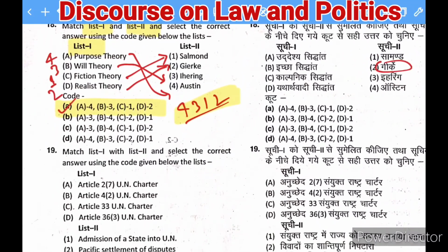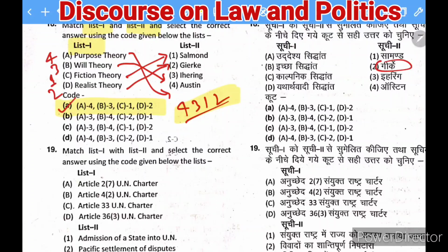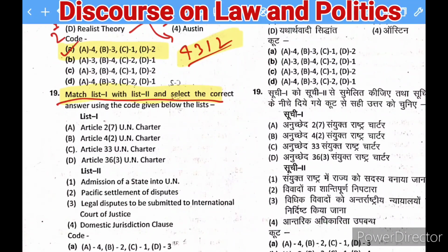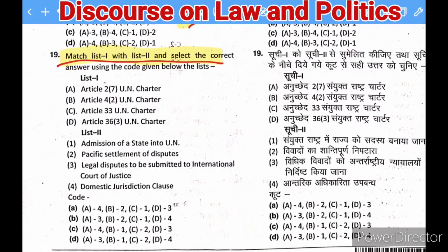The next question is again a matching the list. So many questions are coming from matching the list. Very interesting. So you all need to know about the provisions, sections, and articles. Now this is from international law, and particularly it is about the UN Charter. List 1 has certain provisions, list 2 has the articles. Let's start the matching here one by one.